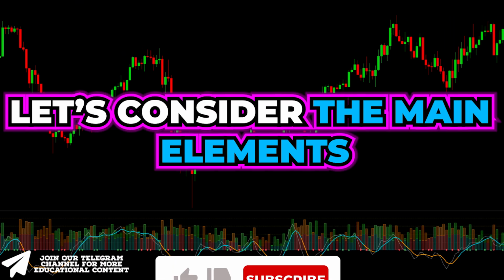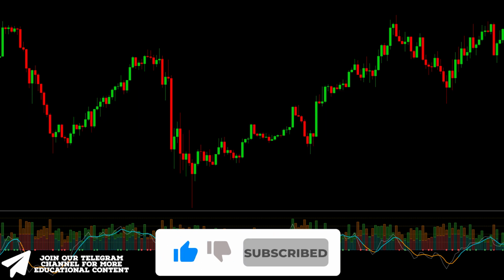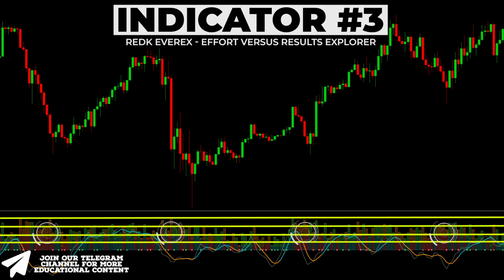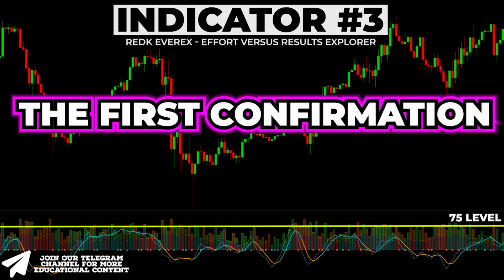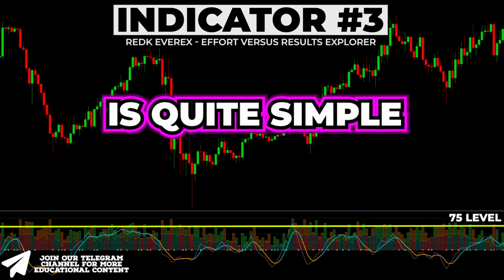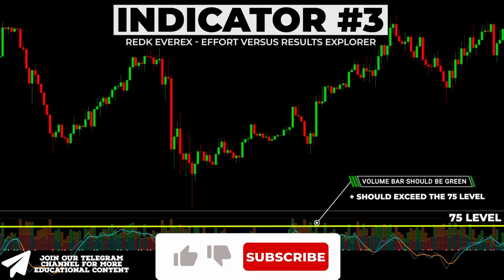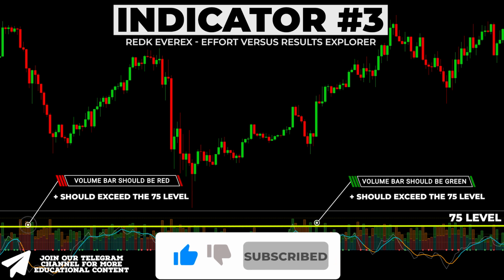With that, let's consider the main elements of this indicator and then optimize its settings. As you can see, we have volume bars which could be either green or red and 4 horizontal lines. For us, only the 75 level line is useful, so let's make it a bit wider. So, the first confirmation component is quite simple. In a bullish case, we want to see a green volume bar that should exceed the 75 level, while in a bearish case, the volume bar should be red and should be above the 75 level.